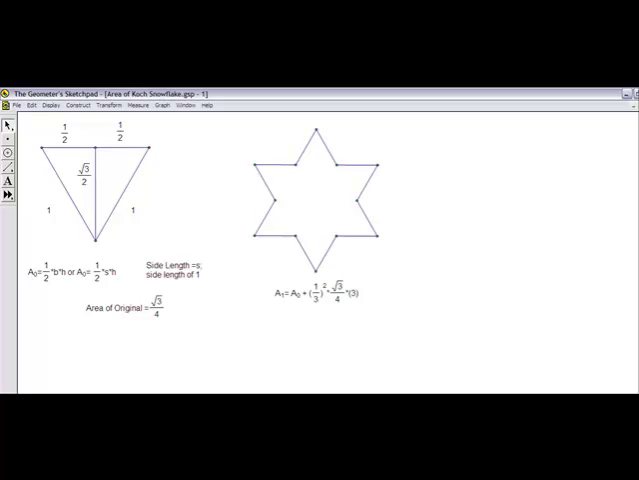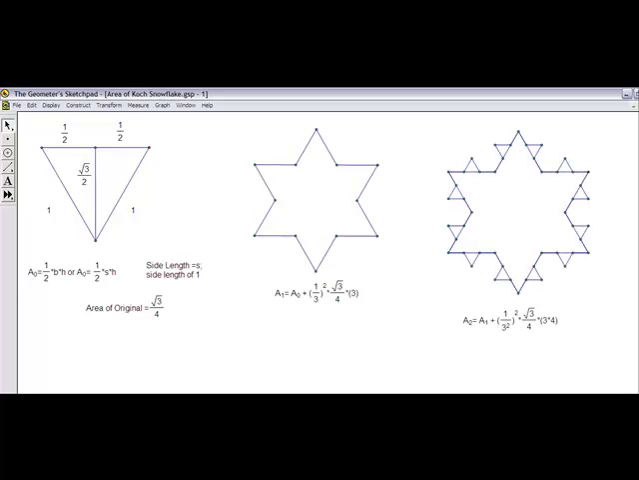Now when we move on to the second iteration, it will be a very similar pattern, except it will not be 1/3, it will be 1/9, because we'll be taking a third of the 1/3. And there will also now be 12 new triangles instead of 3. So it's 3 times 4. Now we'll find that this pattern is repeating itself as we move on to the next iteration.